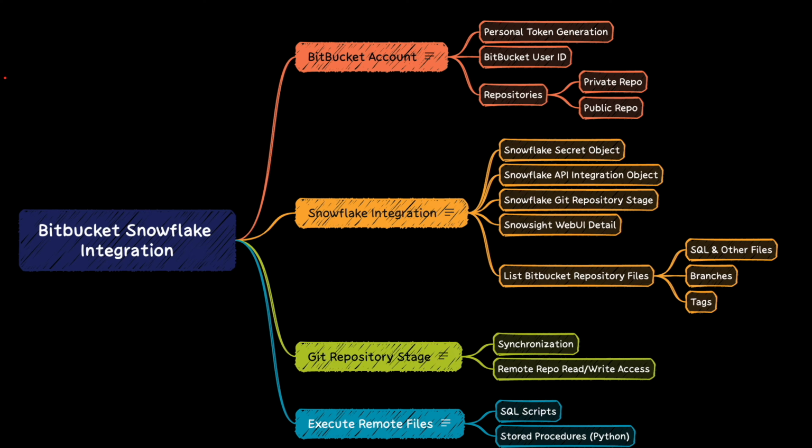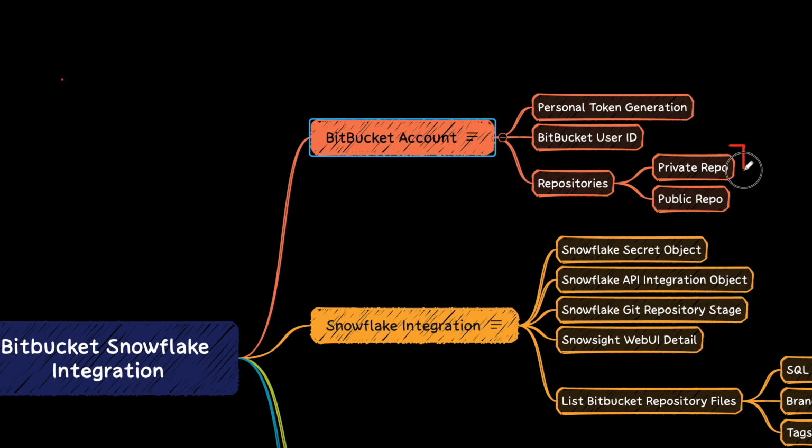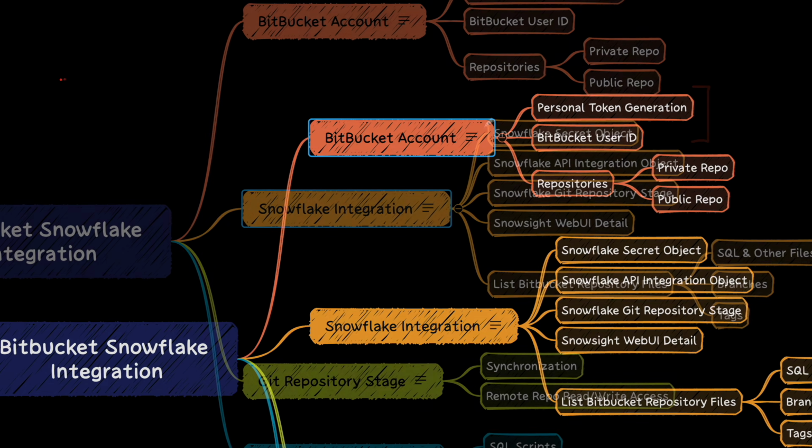The entire course is hands-on. We will begin by validating both a public and a private repository in the Atlassian BitBucket version control system, including branches and tags. We will see how you can find the BitBucket account level user ID and repo ID that is needed for Snowflake BitBucket integration configuration.